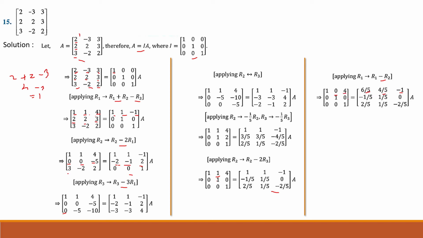Now the last remaining is this 4. We have to make this 4 as 0 by using R3. So the transformation becomes R1 minus 4R3, which makes this 0, and here the first row becomes minus 2 by 5, 0 and 3 by 5.